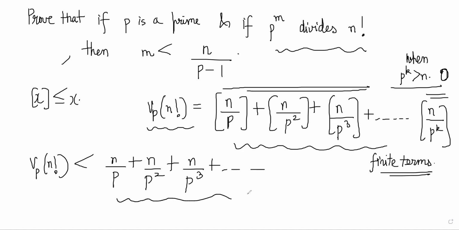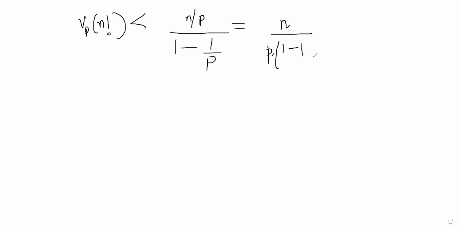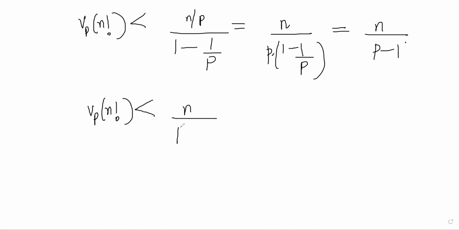Because this is an infinite series, and we know that the floor of each term is less than or equal to x, we are removing the floor and saying this inequality. Anyway, it's an infinite series. We can do the sum of an infinite series. So therefore, we get Vp(n!) is less than n by p was the first term, and 1 minus 1 by p, where 1 by p was the common ratio. So this becomes n/p divided by (1 minus 1/p), which is equal to n/(p−1). So we are getting Vp(n!) is less than n by p minus 1.